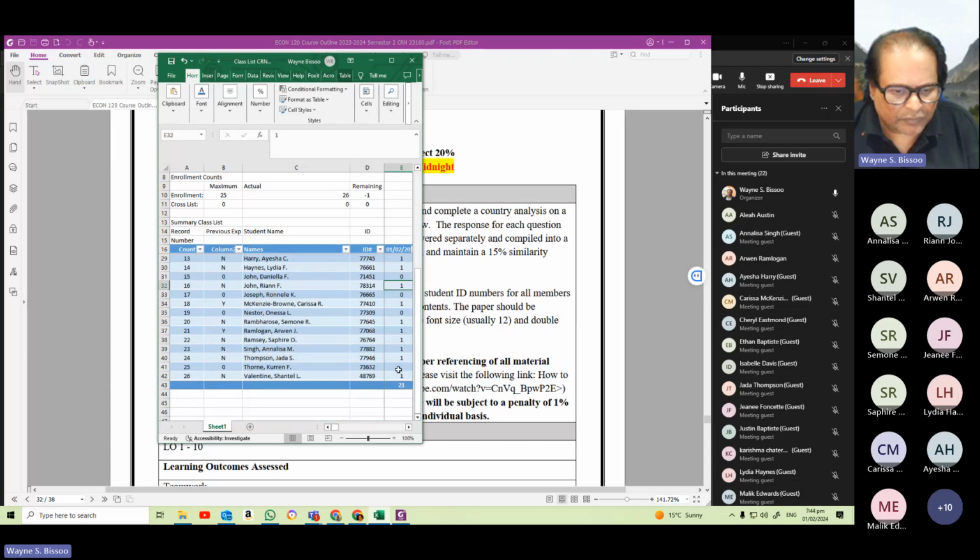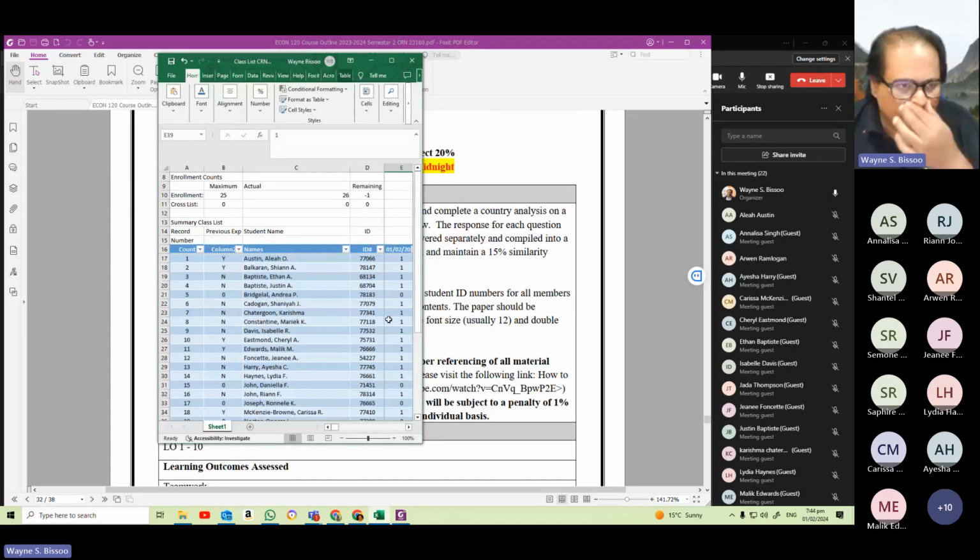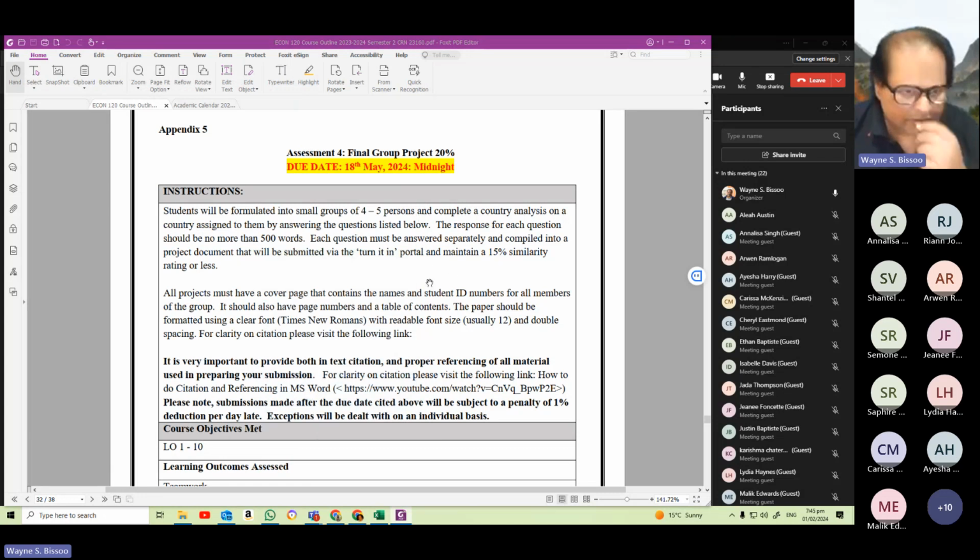All right, so we have 5 people who didn't make it. So what we'll do is we'll set up each group with some gaps, so that we can absorb those absent individuals into those groupings. So basically, you're going to be pulled into groups of 4 to 5 persons. You all will then select a country that you would like to investigate from a microeconomic perspective. You'll have to do that. Then you're going to respond to the questions for each of those countries.